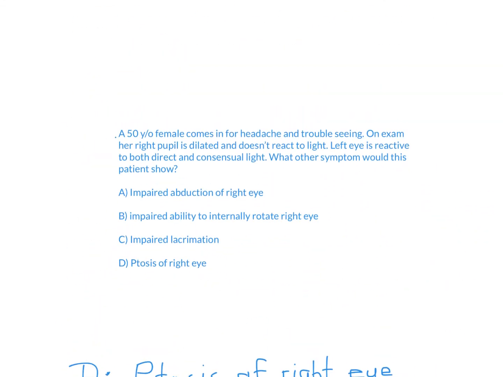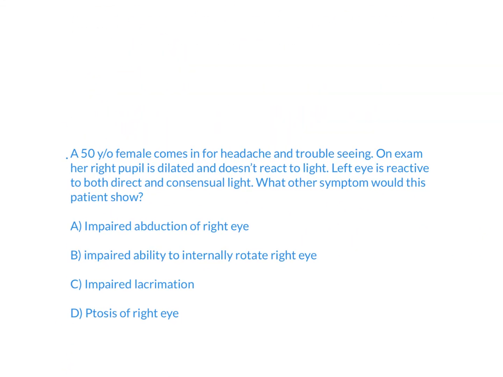So once again, in summary, you just have this patient coming in with a dilated right eye, and you're going to start thinking about a cranial nerve 3 impairment. And so this one just wanted you to know what else does cranial nerve 3 control, and in this case, it's going to be D, ptosis, or it's going to be elevation of the eyelid, so impairment would cause ptosis.